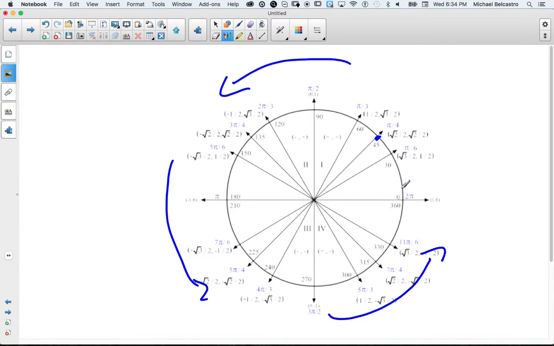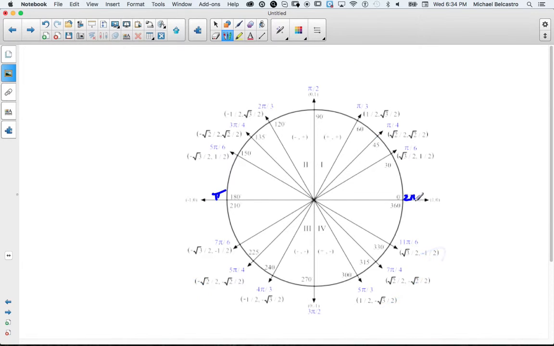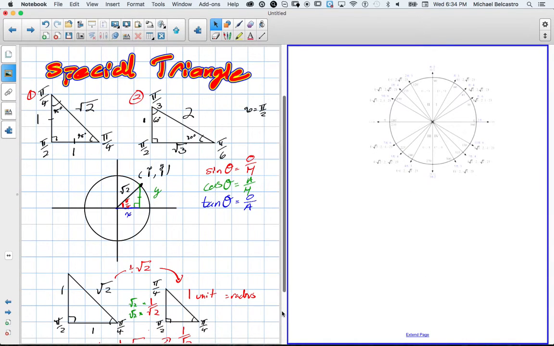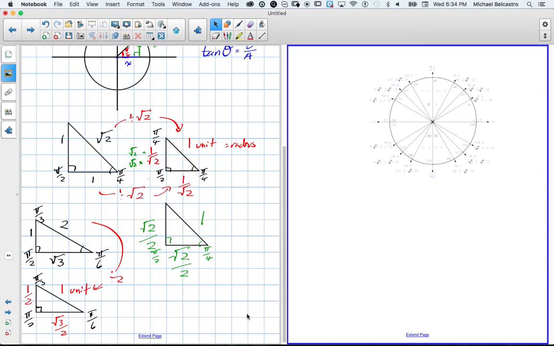Just realize that we're going from 0, 90, this becomes 180, which is essentially pi, 3 pi over 2, and then 2 pi is 360 degrees. So a lot of scattered information there, but that's trying to address all the major ideas in special triangles.